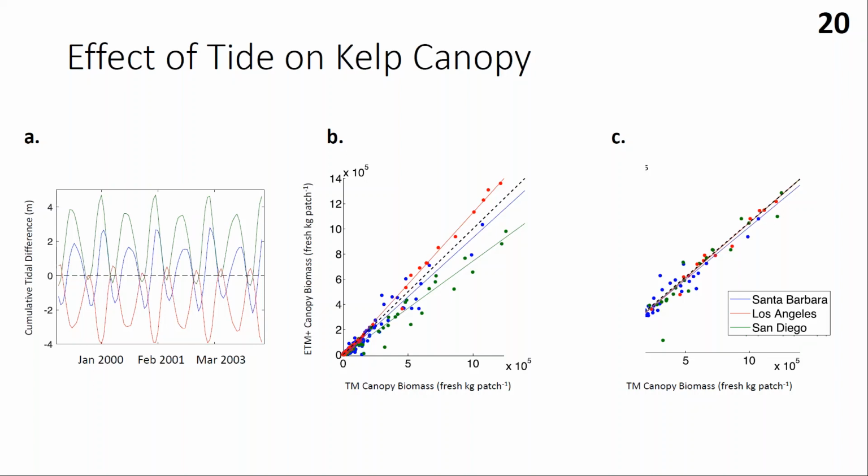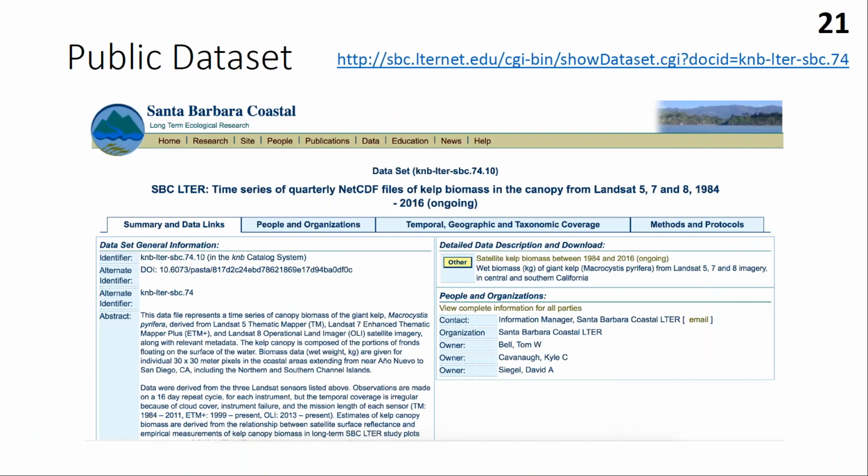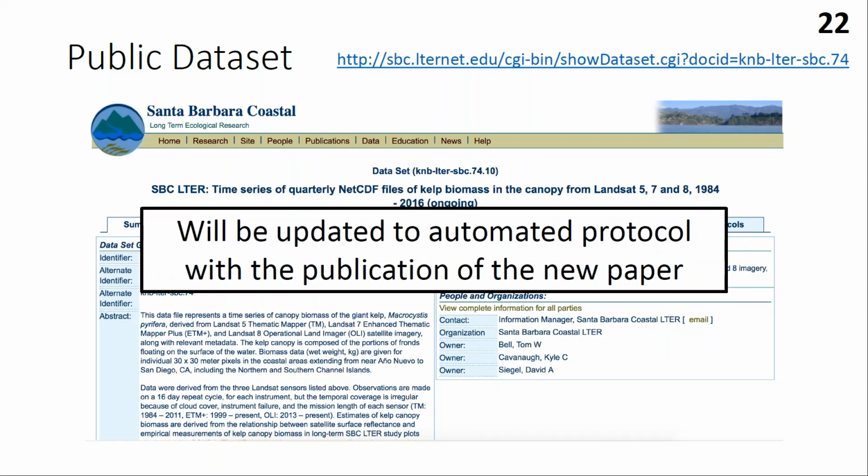What we ended up doing is just looking at a seasonal average for each site. Next slide. And so we've used this automated protocol to develop a seasonal time series of every giant kelp pixel in the range of dominance in California. Next slide. And this updated data set will be available through the Santa Barbara Coastal Long-Term Ecological Research Project website with the publication of this new paper in the next month or two. Next slide.